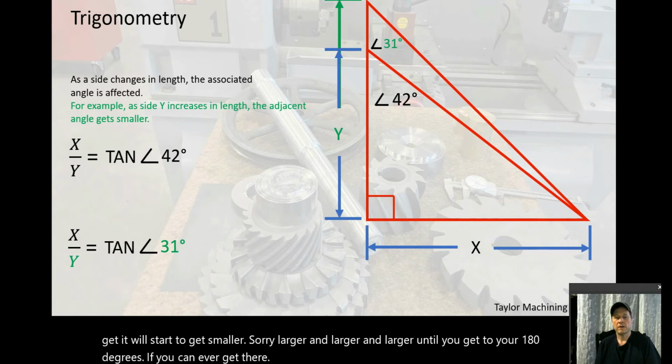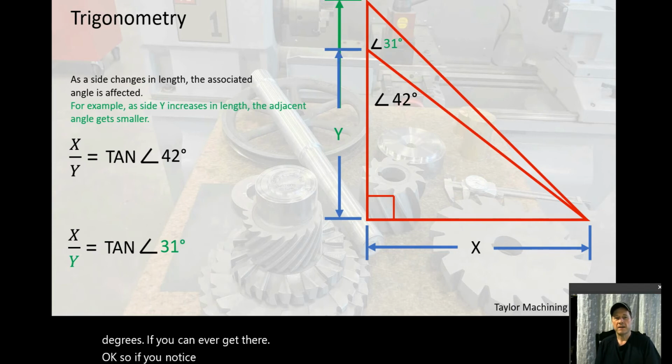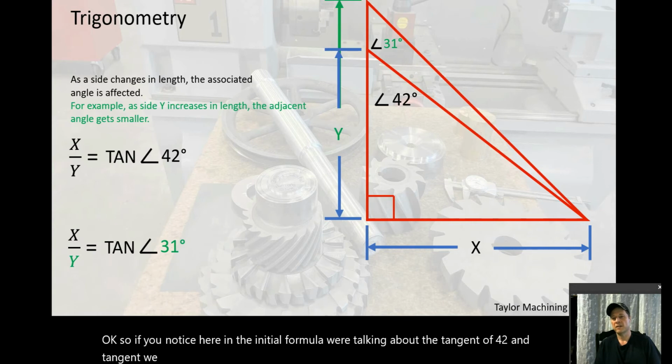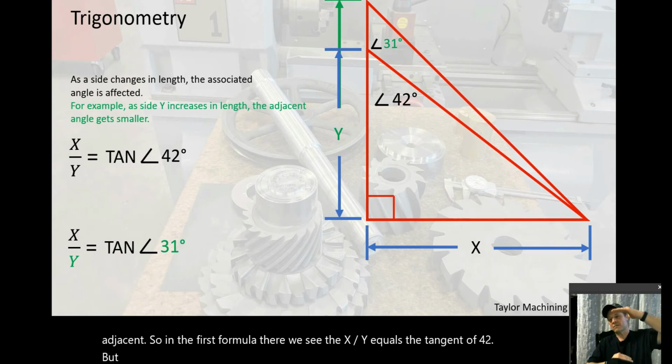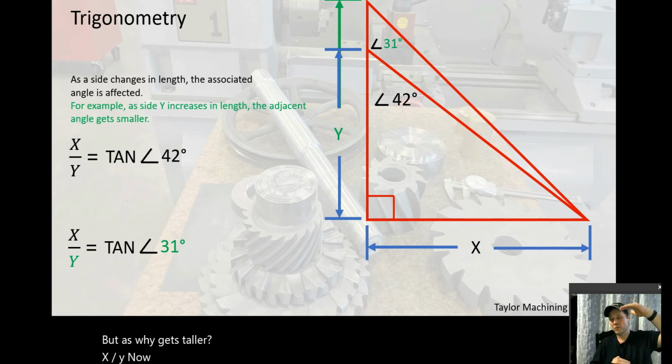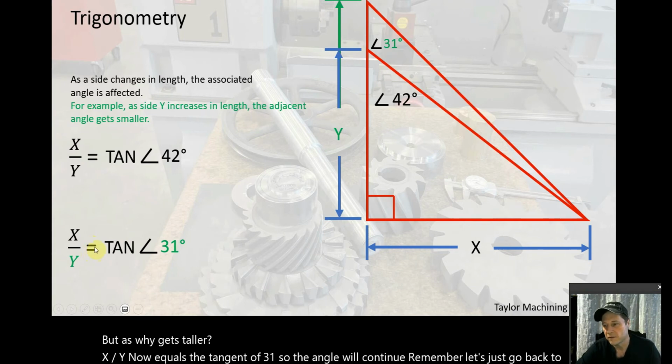Okay, so if you notice here that in the initial formula, when we're talking about the tangent of 42, in tangent we know that tangent of an angle is equal to the ratio of opposite divided by adjacent. So in the first formula there, we see that x divided by y equals the tangent of 42. But as y gets taller, x divided by y now equals the tangent of 31. So the angle will continue. Remember, let's just go back to geometry. The equal sign is everything.